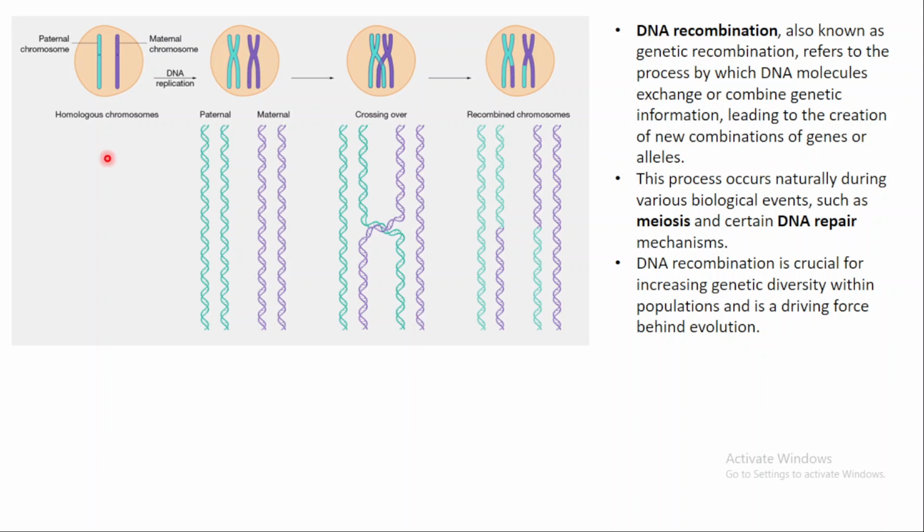So we see that when two DNA molecules with homologous sequences come close together, they can exchange and combine genetic information amongst themselves, which can lead to various combinations, mutations, and divergence of genes and formation of new alleles. This process of DNA recombination occurs naturally during various biological events such as meiosis. Meiosis is the reduction division which happens in the germ line to produce haploid gametes.